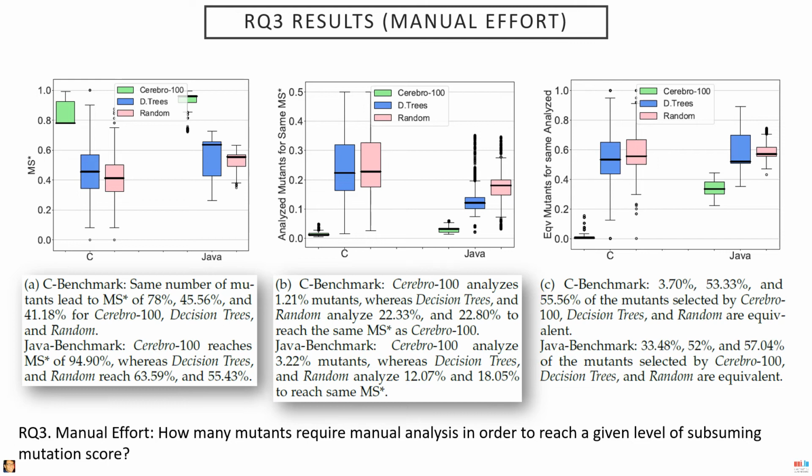For an equal number of mutants analyzed, Cerebro leads to almost twice the subsuming mutation score than the baselines. Also, to reach the same subsuming mutation score, Cerebro required an analysis of 20 times fewer mutants than the baselines for C benchmark and 6 times fewer for Java benchmark. This means 20 times less manual effort for C projects and 6 times less for Java projects.